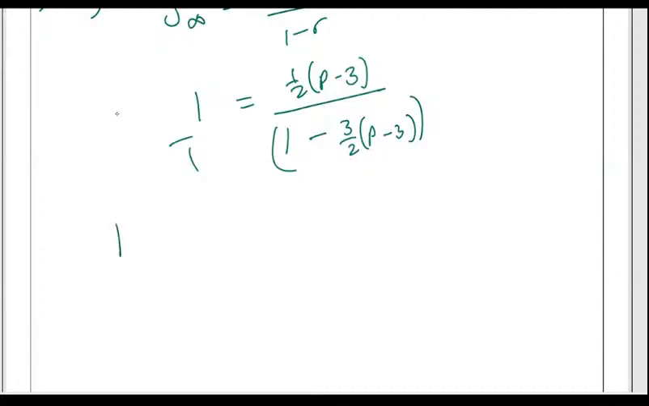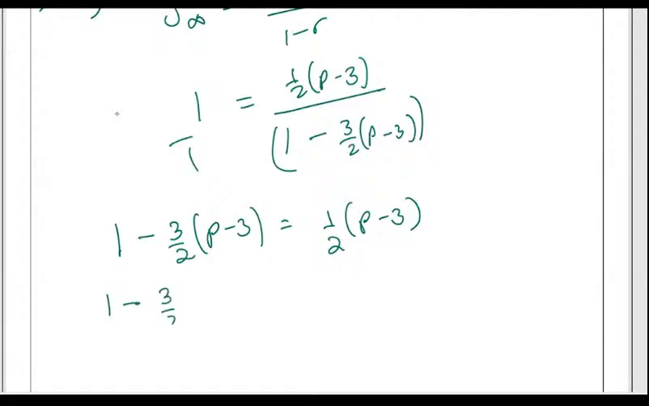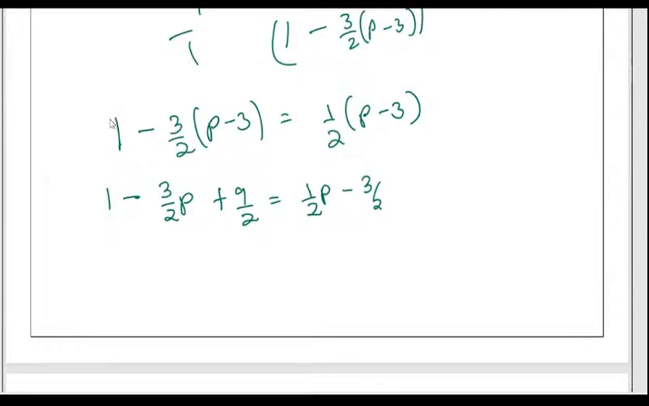So 1 minus 3 over 2 into p minus 3 should give us 1 over 2 into p minus 3. We can open this up now freely. So 1 minus 3 over 2p, this and that, we're going to get 9 over 2 is equal to a half of p minus 3 over 2. All right, so let me collect the like terms.